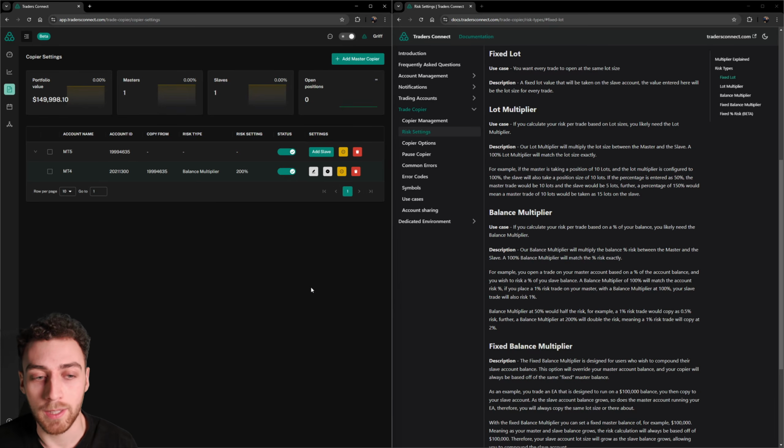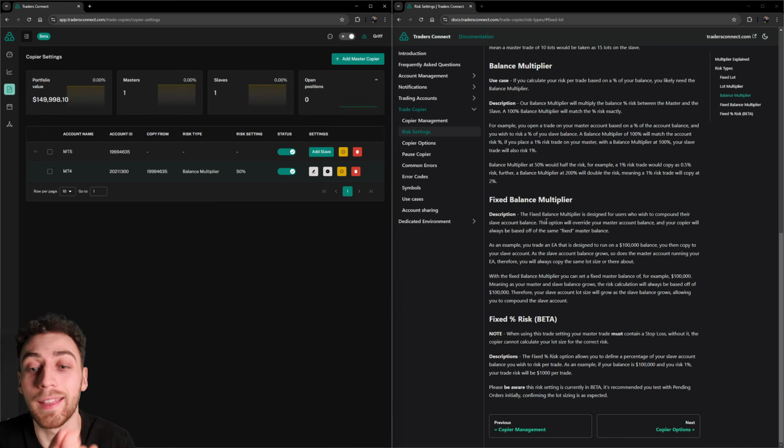Another way of thinking about this is, I'll do a few more examples. Let's say my master is 100k and my slave is 50k, so it's half the size. Well, with a 200% balance multiplier, if my master risks 1 lot, my slave, which is half the size, will also risk 1 lot because I'm doing a 200% balance multiplier. Let's try a 100% balance multiplier. It'll probably make it a bit clearer. So now if my master risks 1 lot, my slave, which is 50k, half the size of the master, will do a half a lot trade.